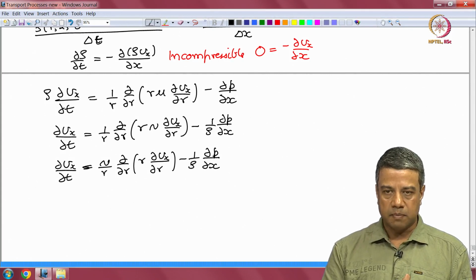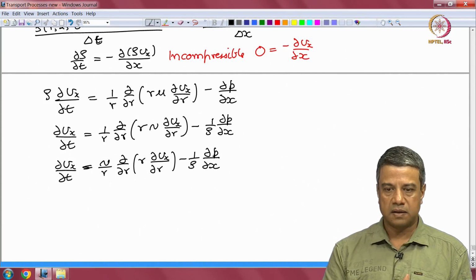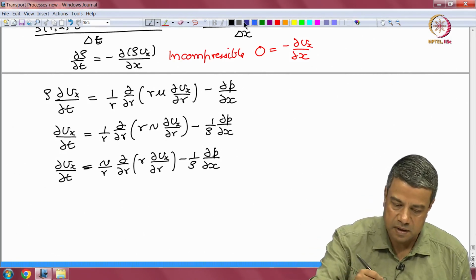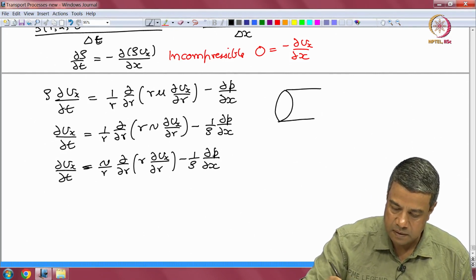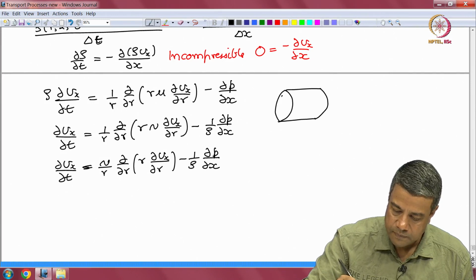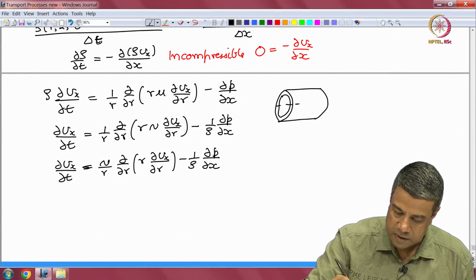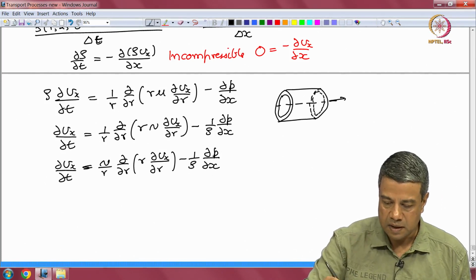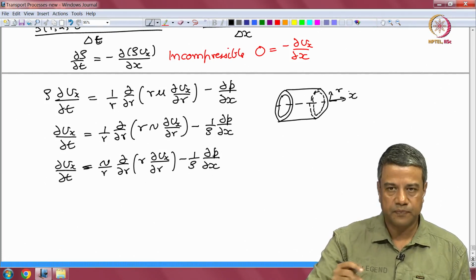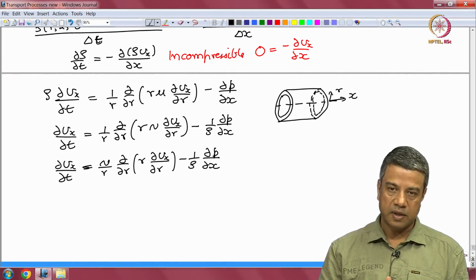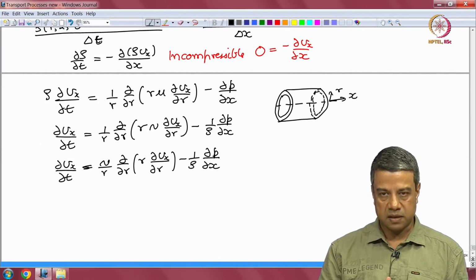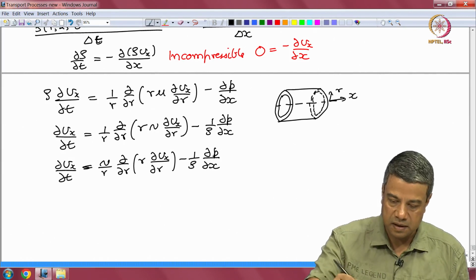If I were to write a momentum balance similarly for the radial velocity for this cylindrical volume, where x is in this direction, r is in this direction, once again I will have to take the radial momentum in, the radial momentum out, and the difference in pressure along the two cylindrical surfaces in the radial direction.